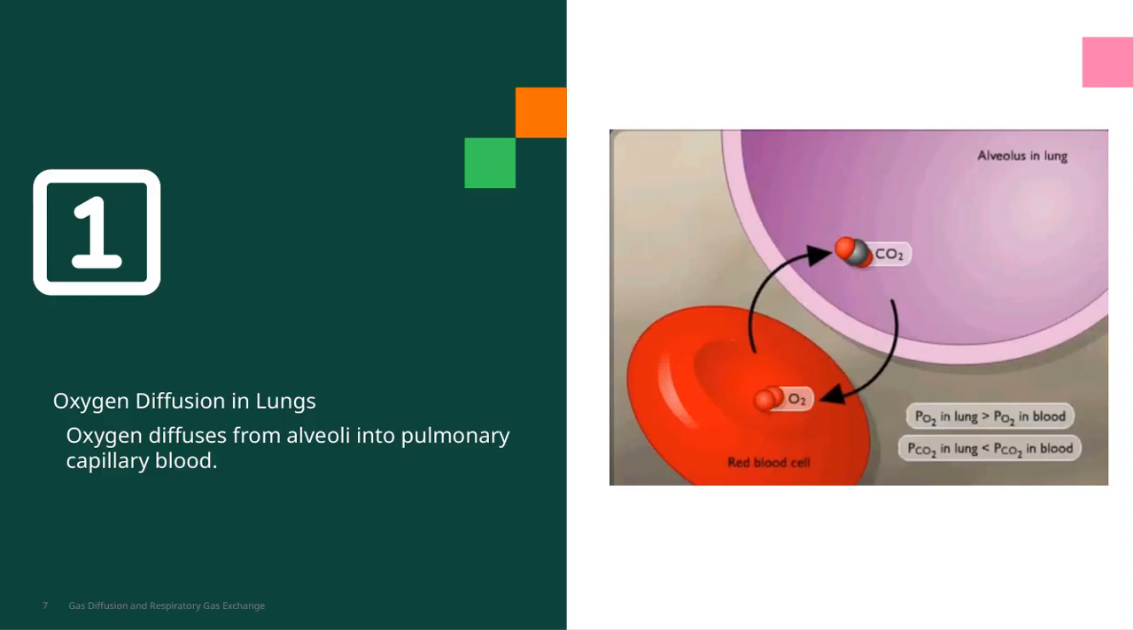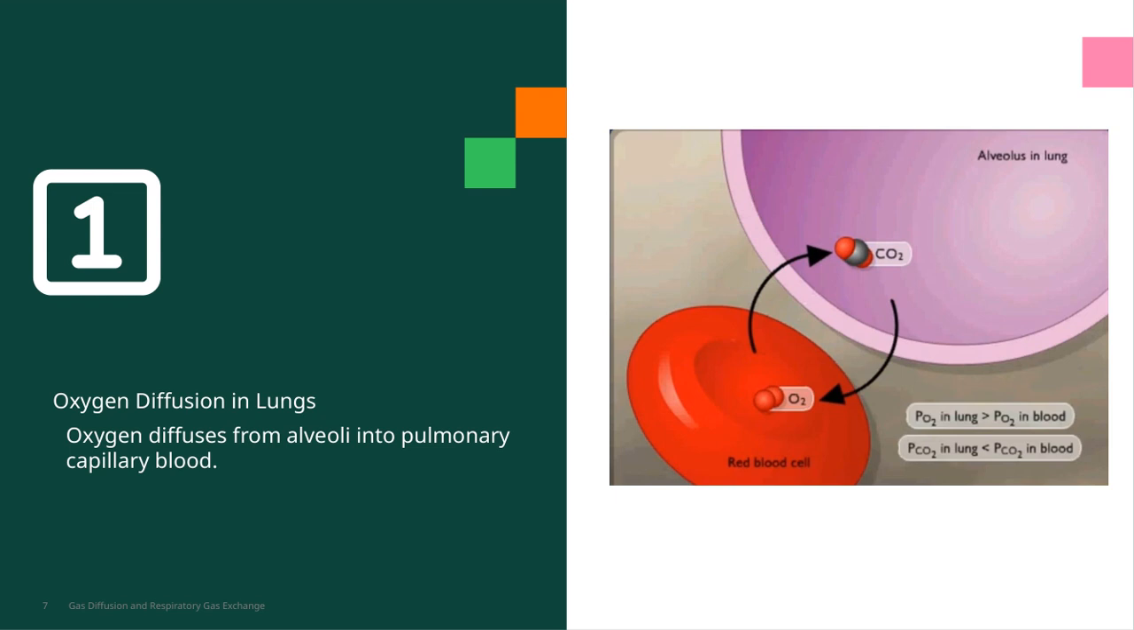Now, let's focus on how oxygen diffuses in the lungs. When we breathe in, oxygen enters the alveoli, those tiny air sacs in our lungs. From there, oxygen moves across the thin walls of the alveoli into the surrounding pulmonary capillaries. This process is driven by a concentration gradient, meaning oxygen moves from an area of higher concentration in the alveoli to a lower concentration in the blood.